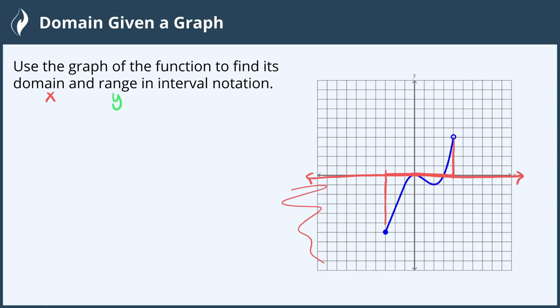So the domain is going from, this is -3, and it goes 1, 2, 3, 4 to +4. So the domain is going from -3 to +4.